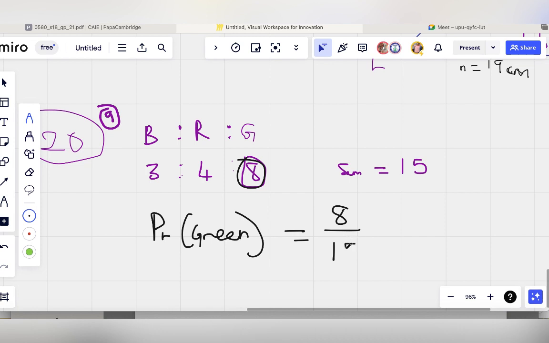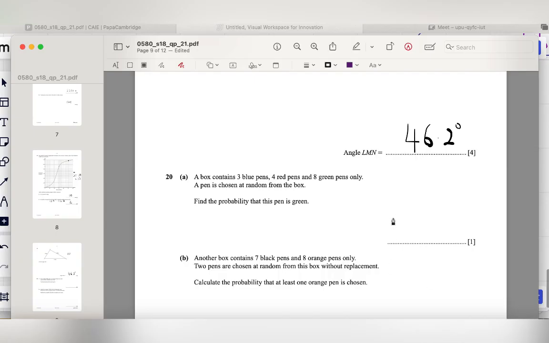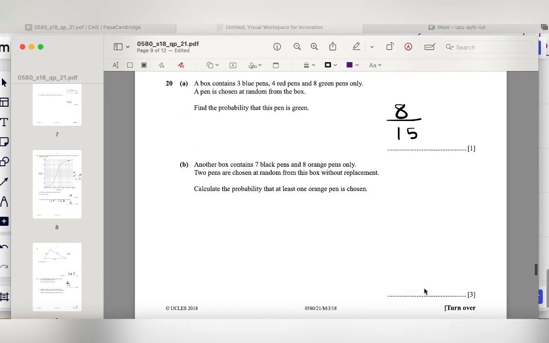Remember, the answer to your probability question must be less than 1. Because if you change this one to decimal, you get 0.something, okay, 0.4 something or 0.5, something like that. So, probability answers are usually less than 1. Okay, so we go here. We write our answer: 8 over 15. Our answer, 8 over 15. Okay, so we go to the next question.